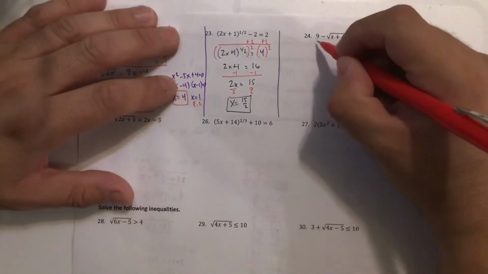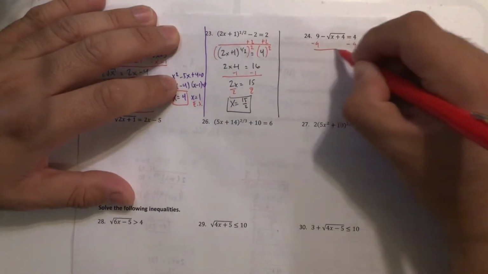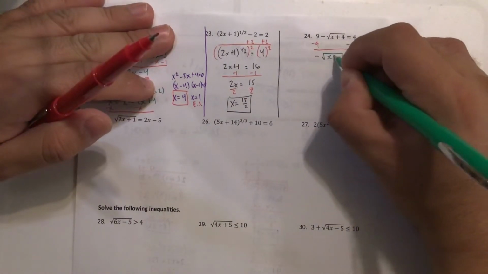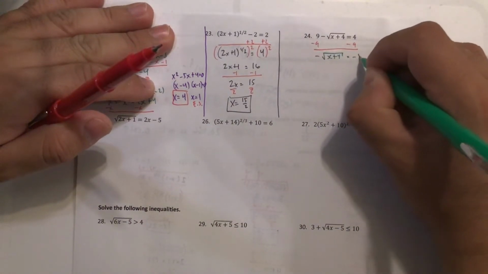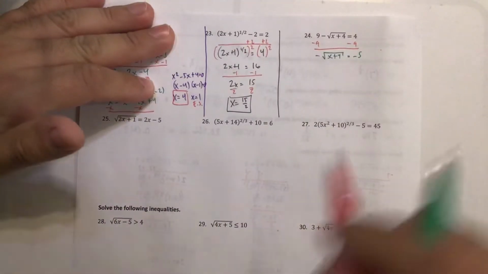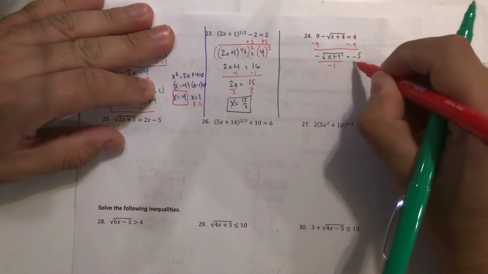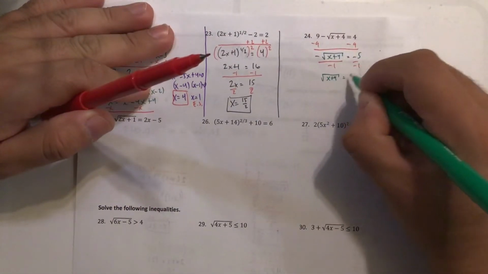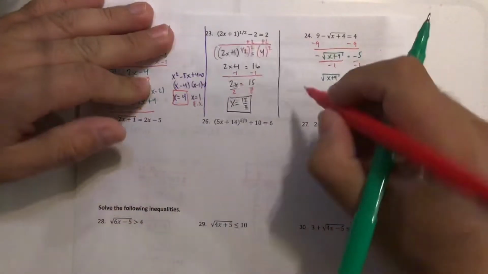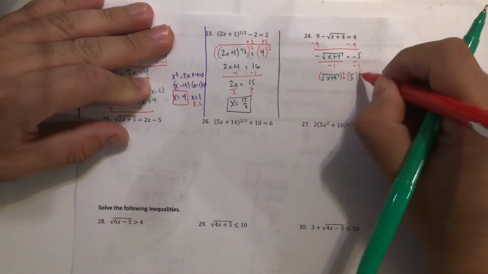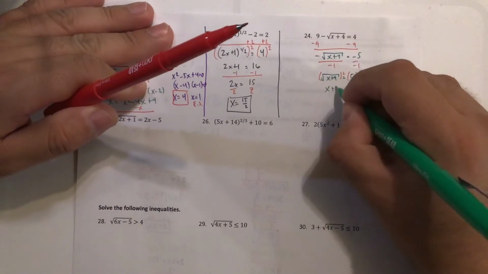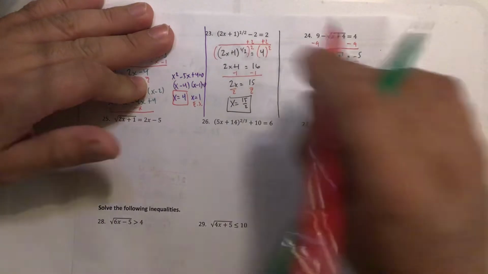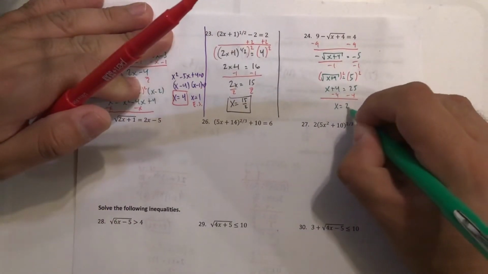First thing we do, subtract 9 from both sides. So we get negative square root of x plus 4 is equal to 4 minus 9, which is negative 5. Divide both sides by negative 1. The square root of x plus 4 is equal to 5. To get rid of the square root, we square both sides. x plus 4 is equal to 25. Subtract the 4 to the other side. x is equal to 21.